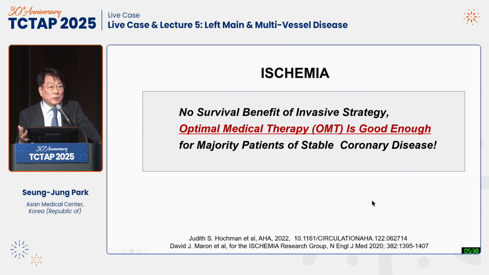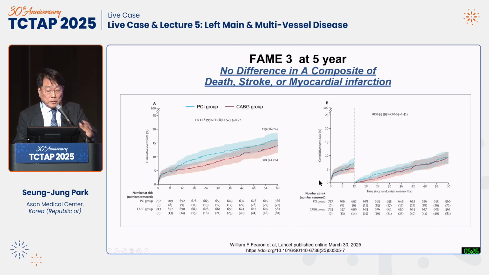So what is wrong with the ISCHEMIA study? No survival benefit of the invasive strategy, mainly PCI, and optimal medical treatment is good enough for the majority of patients with stable coronary artery disease. William Fearon's meeting presented this data.